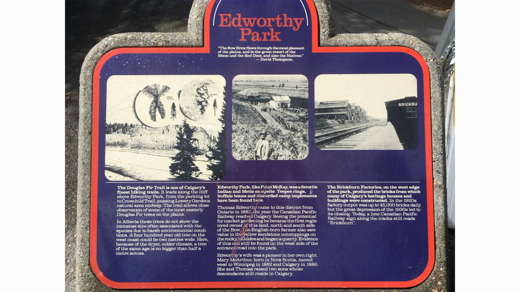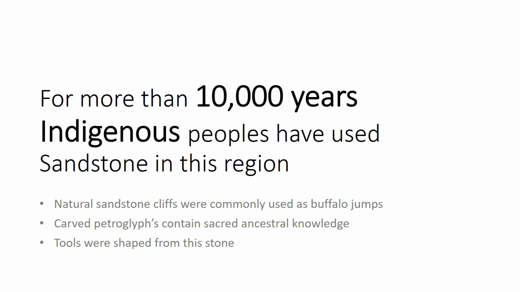Okay, so in the Edsworthy Park area, we're just taking a look at this sign here. It makes mention of First Nations using the area as a dwelling. So we have evidence of teepee rings and basically human activity from our Indigenous peoples. So a little bit on that. For more than 10,000 years, Indigenous peoples have used sandstone in this region. Natural sandstone cliffs were commonly used as buffalo jumps.